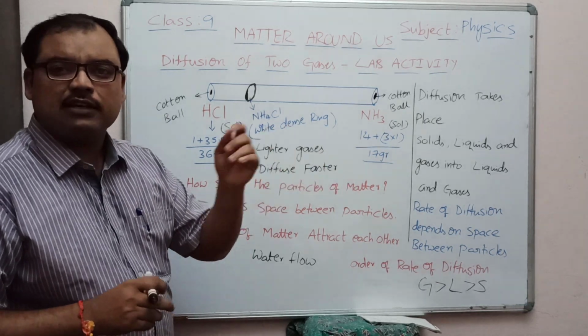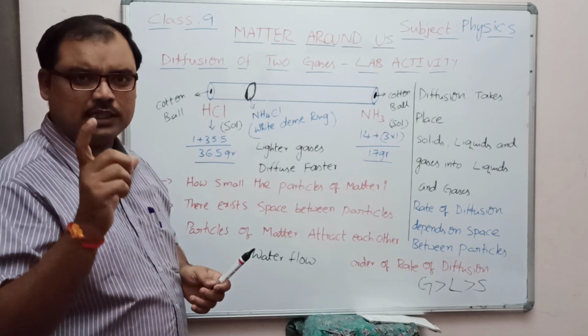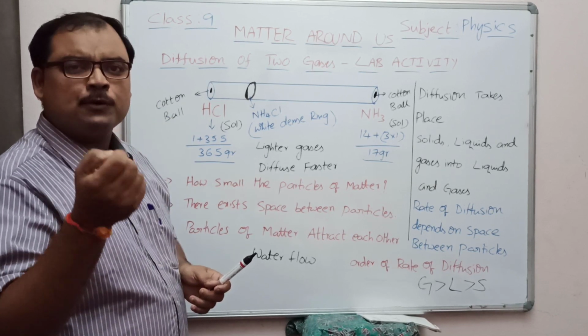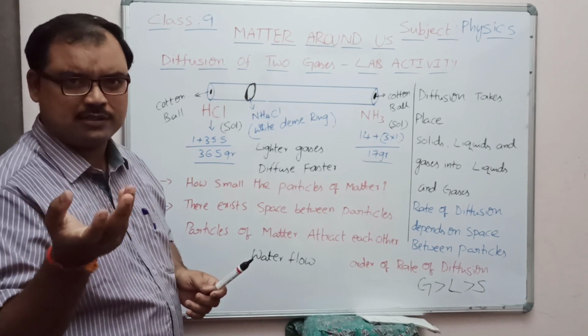You have activity 7 in the textbook. Take some, like 100 ml of water, and add some potassium permanganate. When you look at potassium permanganate initially, it looks black in color, like iron filings.